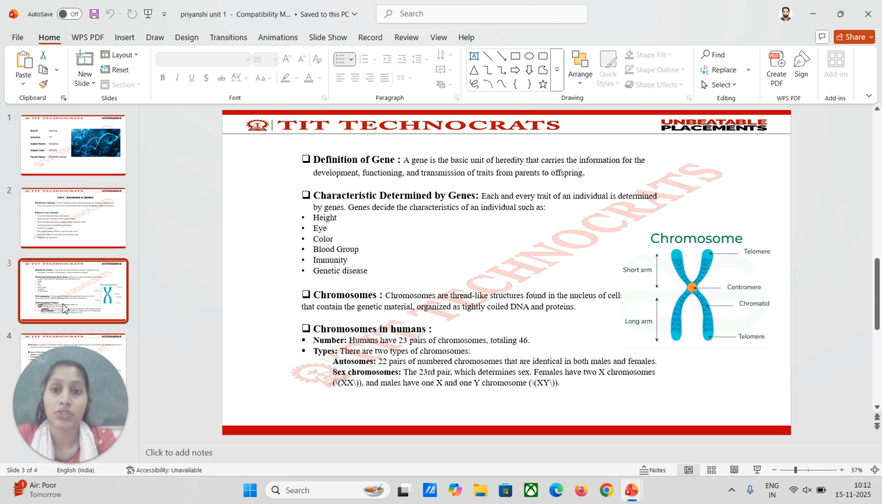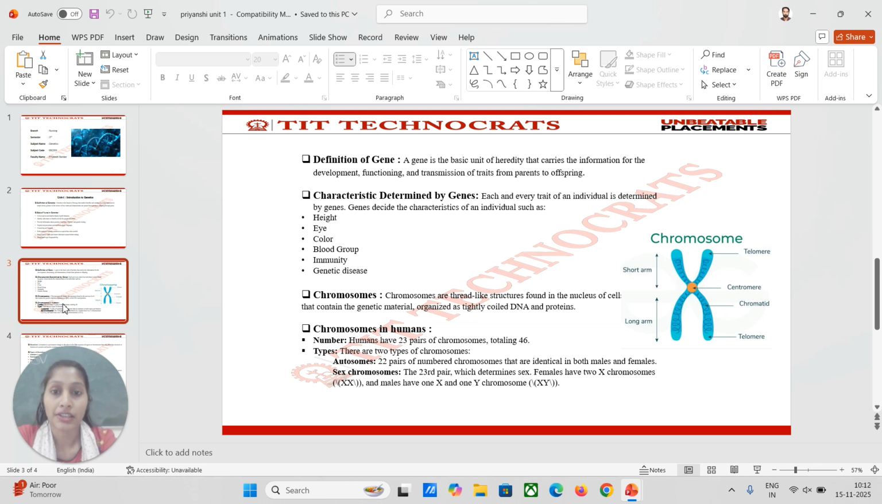Then we discuss the definition of genes. So what is a gene? A gene is the basic unit of heredity that carries the information for the development, functioning and transmission of traits from parents to offspring.